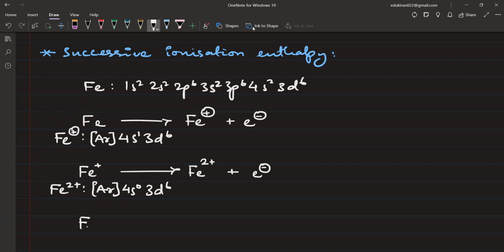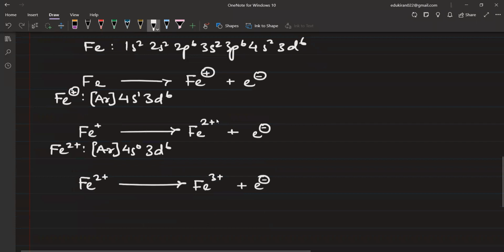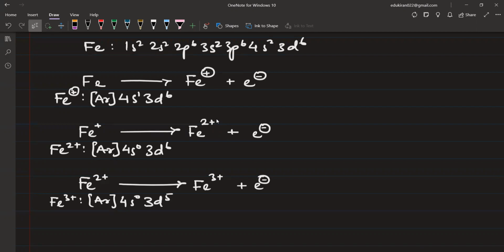Now you can have Fe2 positive and you can remove one more electron and I will get Fe3 positive plus one electron. Now in this case, when we have Fe3 positive, the electronic configuration is going to be argon. You don't need to write 0, but I'm just showing 4s0 and there will be 3d5 because now the outermost electron is in the third shell, that is in the 3d subshell. Now this is known as the first ionization enthalpy. We write it IE1. We write this as IE2 and we write this as IE3.